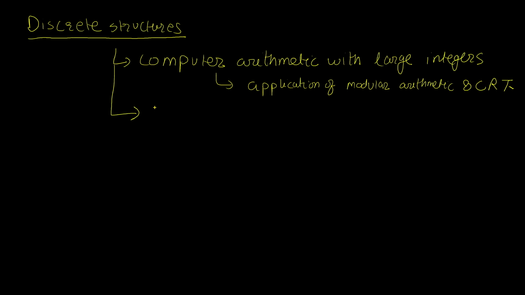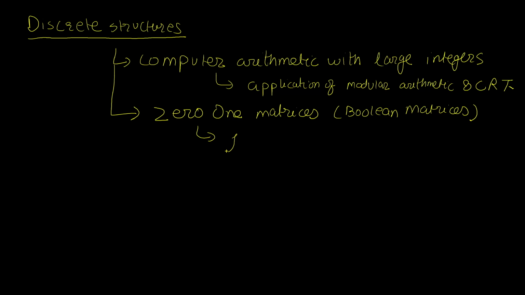And under the topic of matrices, we're going to cover 0, 1 matrices, and these are also called Boolean matrices. And we'll look into the different matrix operations, and they are join, meet, and Boolean product. And with these topics, we will have completed our second chapter of integers and matrices. And from the next video, we'll be looking into logic and proof methods. So let's get on to the topics here.